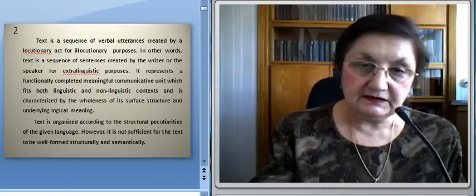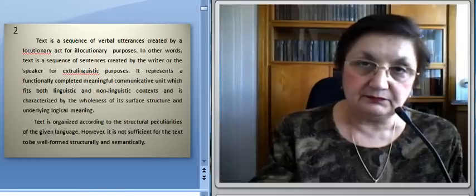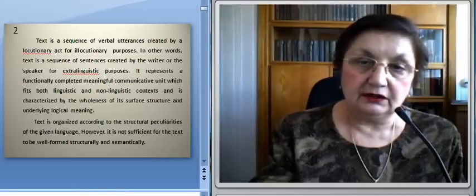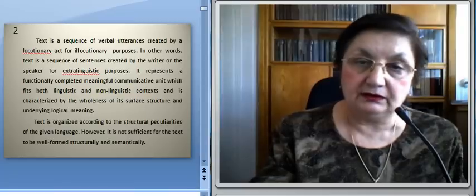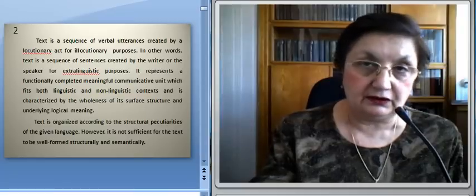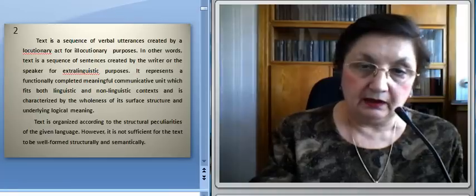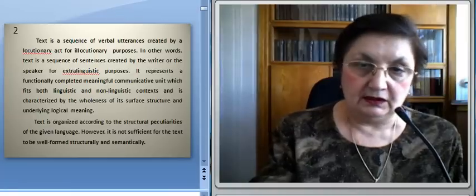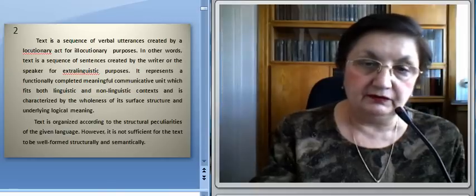It represents a functionally completed, meaningful communicative unit which fits both linguistic and non-linguistic contexts and is characterized by the wholeness of its surface structure and underlying logical meaning. Text is organized according to the structural peculiarities of the given language.